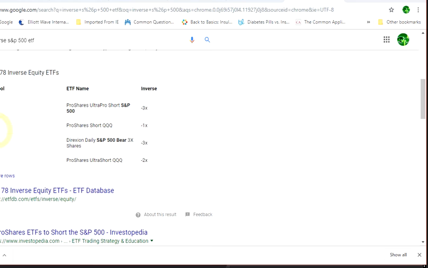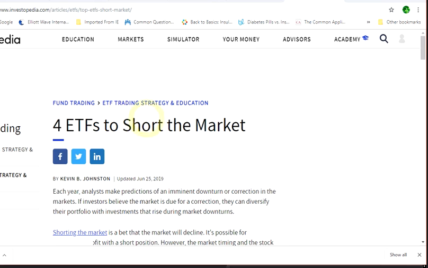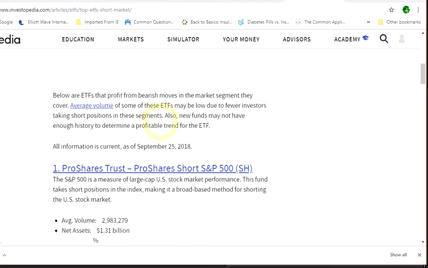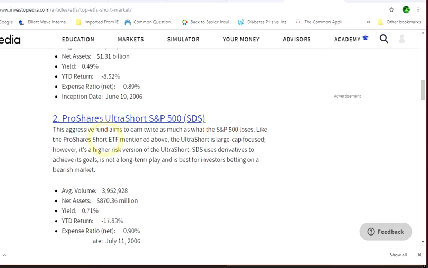That's weird. I'm not familiar with this PSQ. Let's look at it and see what Investopedia says. So let's see, ProShares SH. That's the one I was thinking. This is probably the highest. See, look at the average volume, almost 3 million shares a day. That's what you want to stick with.